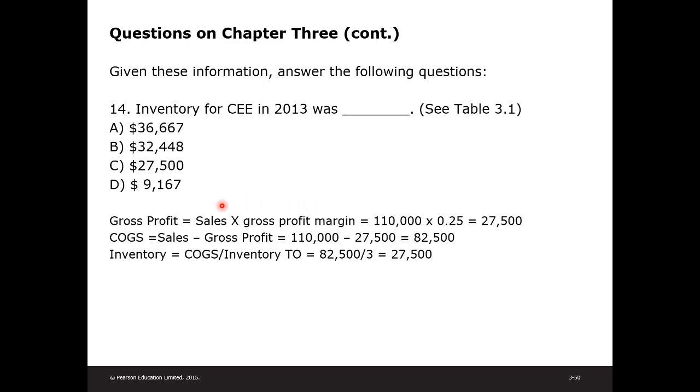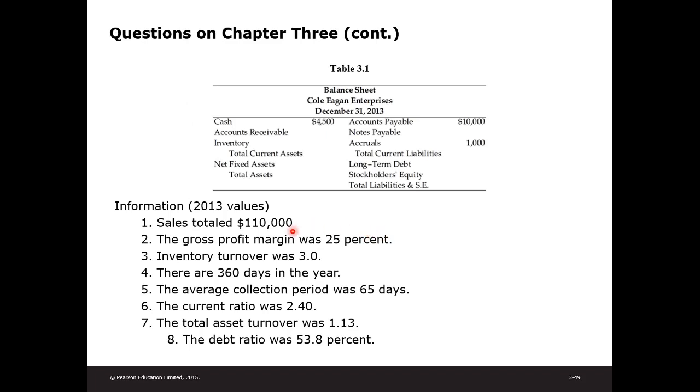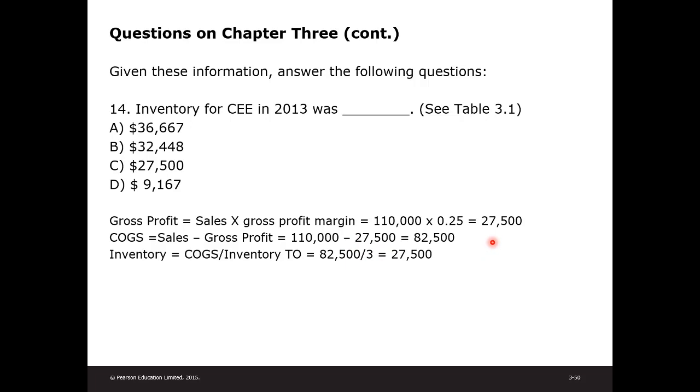First, we will calculate the gross profit, which is the sales multiplied by the gross profit margin, which will give us 27,500. Then we can calculate the COGS from the sales minus the gross profit, which will be 110,000 minus 27,500, which will give us 82,500. This is the cost of goods sold.